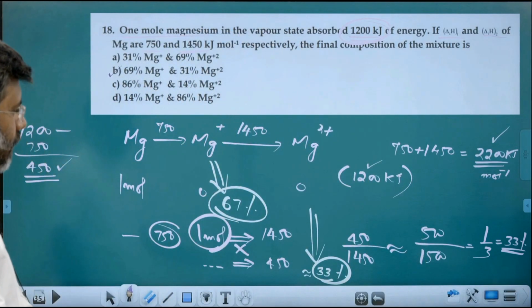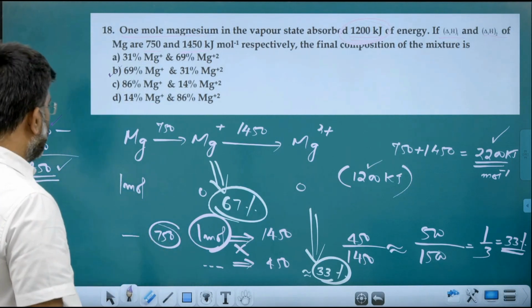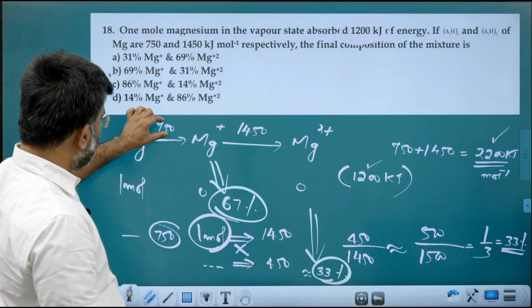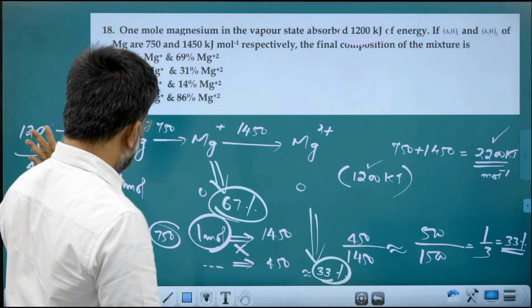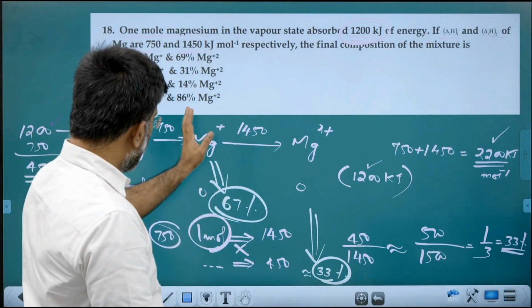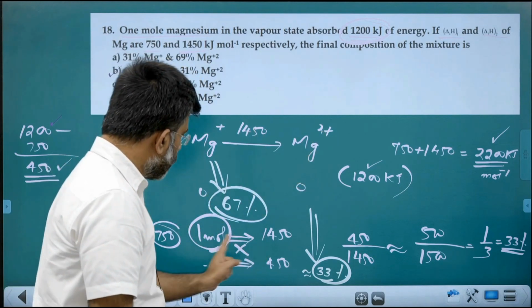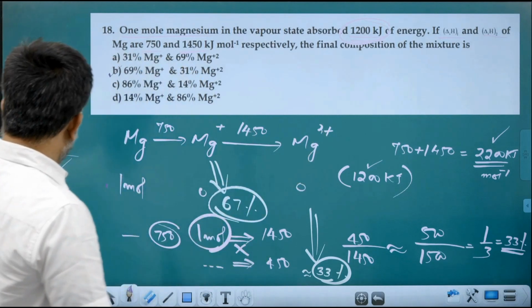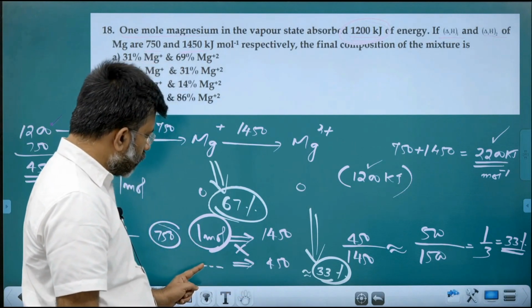Hope the calculation is clear. The total energy absorbed is 1200, out of which 750 is consumed, 1 mole converted to this, and this remaining is 0. Now this is 1 mole. For 1 mole to be entirely converted you need this much, while the energy you have is 1200. This much is consumed already, remaining 450. Using 450, how much fraction can you convert?